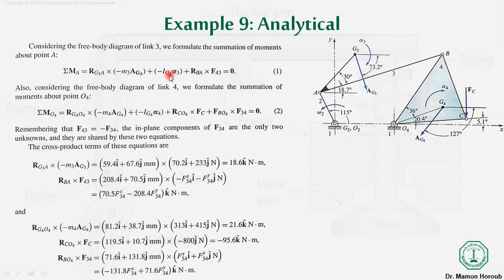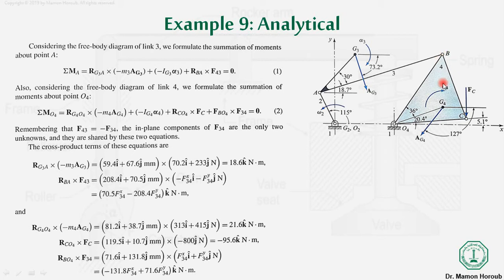Similarly, the reactive moment, that is Ig3 alpha 3, is also in the counterclockwise direction, it is the second moment. And the third moment will be the force that is applied from link 4 on link 3, that is F43 into RBA. RBA is from here to here. So there are three components in the summation of moments about point A. One is due to a reaction force, the other is the reactive moment, and the third one is due to the force that is applied from link 4 to link 3.